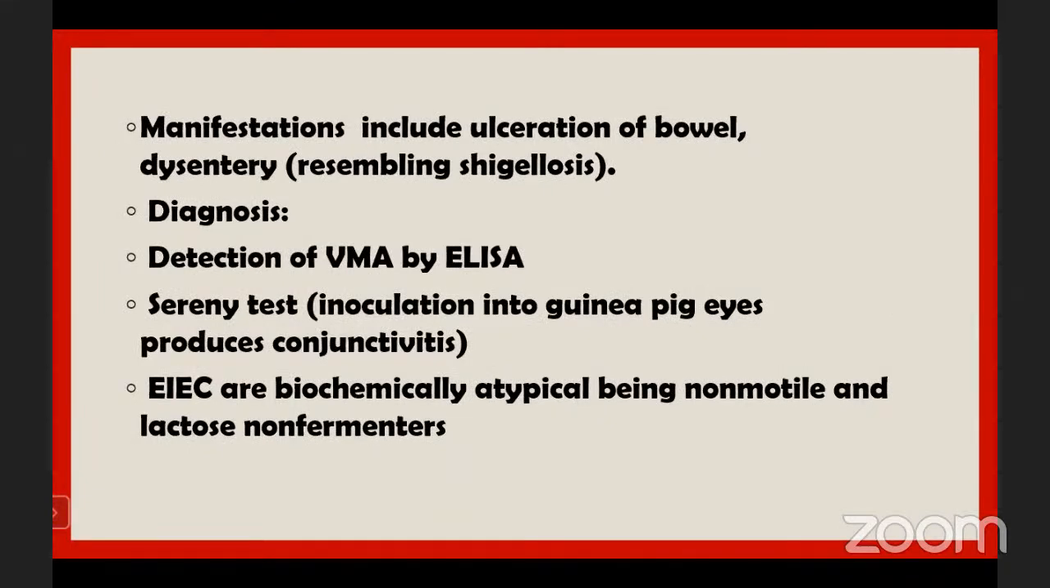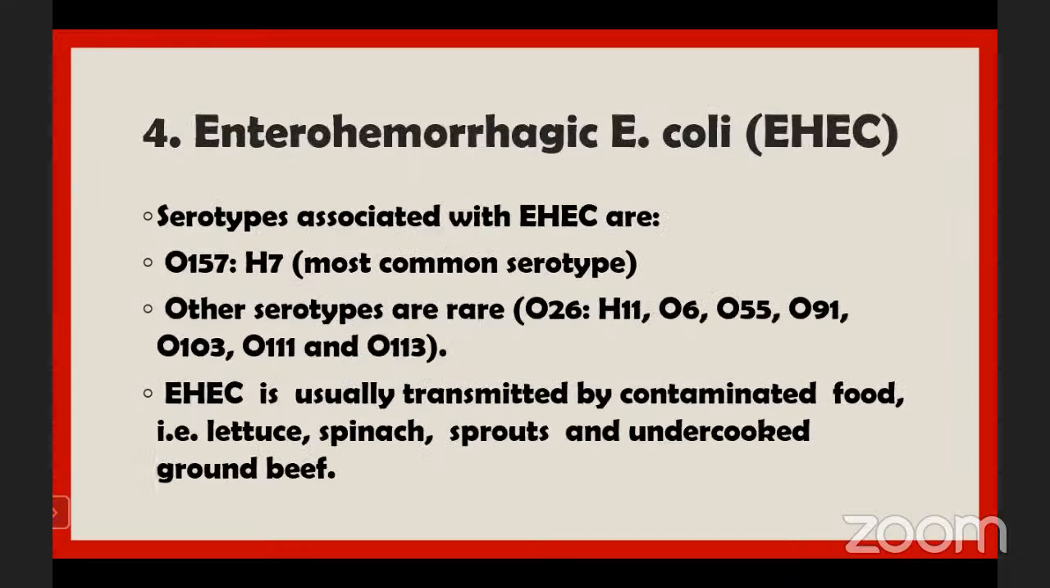Manifestations of enteroinvasive E. coli are mainly ulceration of the bowel, and dysentery is seen. Mainly it will resemble shigellosis. The diagnosis of enteroinvasive E. coli is detection of virulence marker antigen by ELISA and the Sereny test, inoculation into guinea pig eyes, which will produce conjunctivitis in guinea pigs. Enteroinvasive E. coli are biochemically atypical. They are non-motile and lactose non-fermenters.